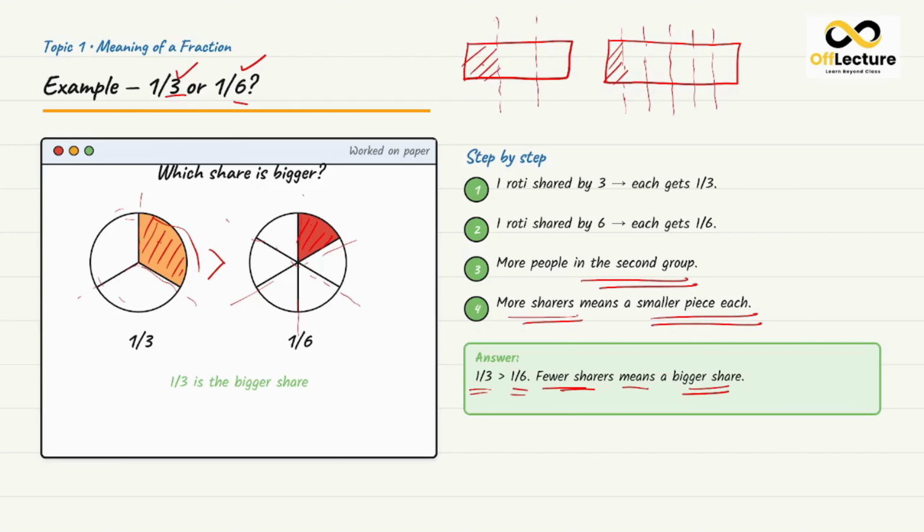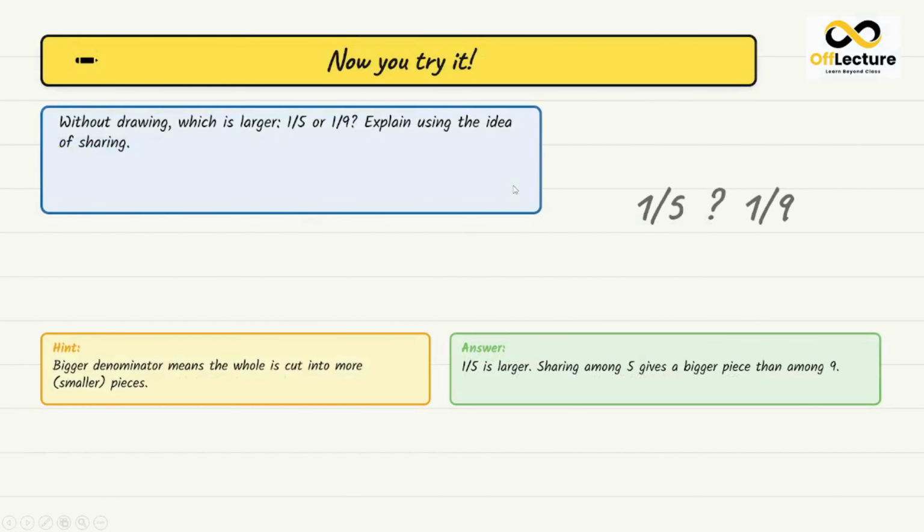So you can clearly see that this part is bigger in comparison to this. It means that 1 over 3 is bigger than 1 over 6. Now you have to try it without drawing: which is larger, 1 by 5 or 1 by 9? We already know that if the denominator is bigger, the size is smaller. So 1 by 5 is greater than 1 by 9. It means if you share among 5, a bigger piece will come than if you share the same thing among 9 persons.